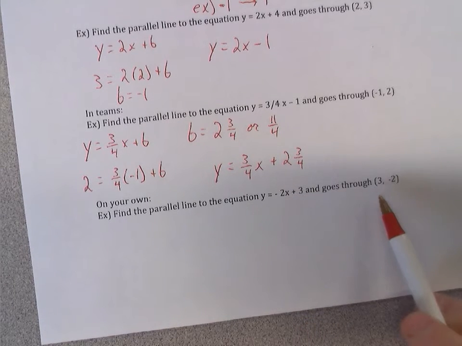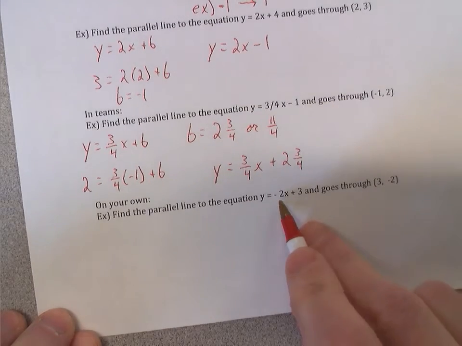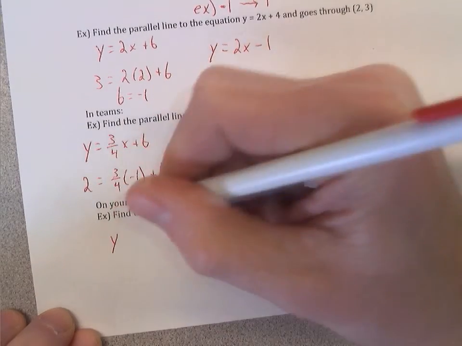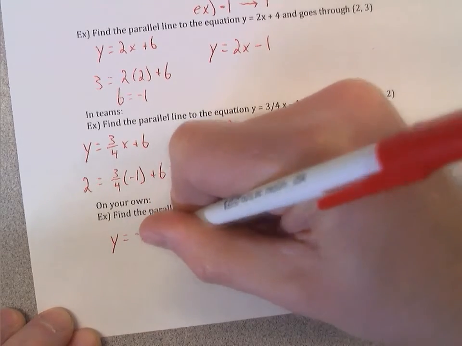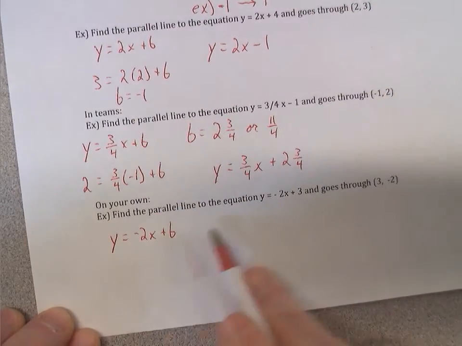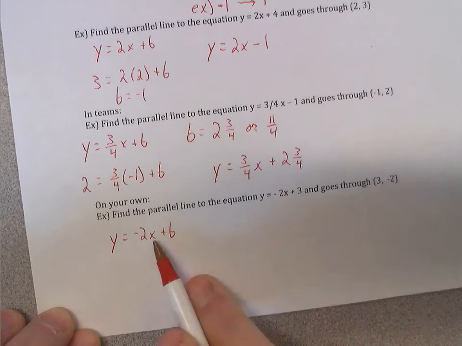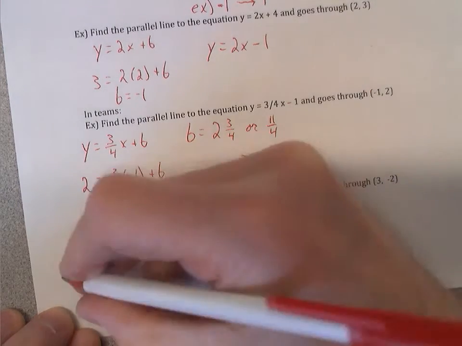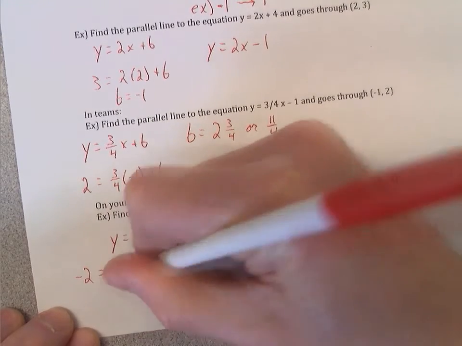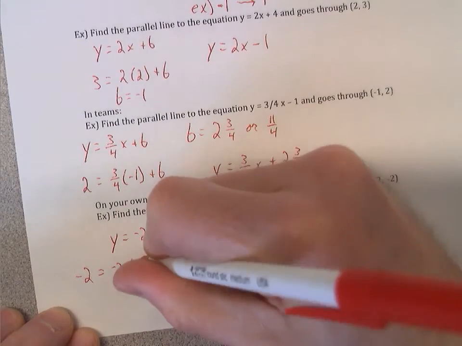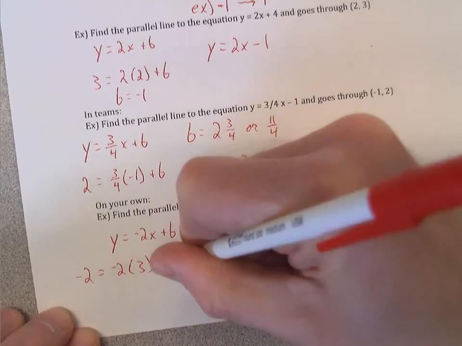All right, for this next problem, it says find the parallel line to the equation y equals -2x plus 3 and goes through the point (3, -2). So once again, we know the slope is going to be -2 for the line that's going to be parallel, so y is going to be equal to -2x plus b. We can substitute these numbers, 3 in for x, -2 in for y. So we're going to have -2 equals -2 times 3 plus b.